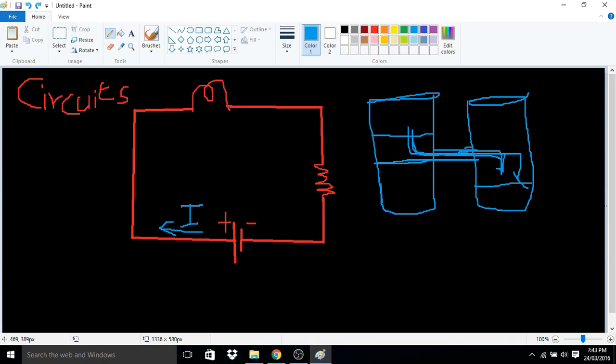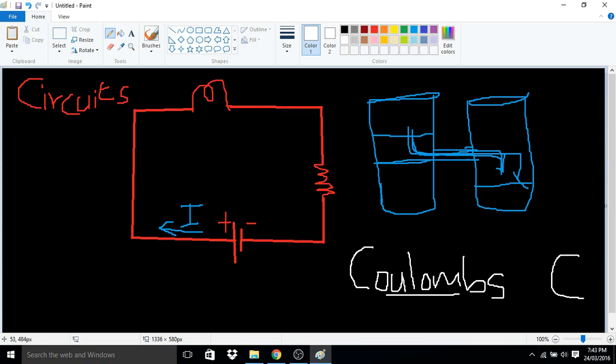Now there is a charge flowing through this, right? Now what is the measure of this charge? Charge is always measured in coulombs, and that's one mouthful of a word right there, coulombs. And coulombs is written like this. Hopefully I've got my spelling right, but coulombs is written like this, and its unit is C, a capital C, mind you.